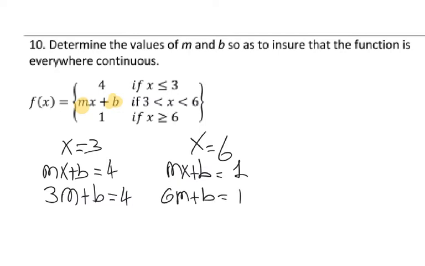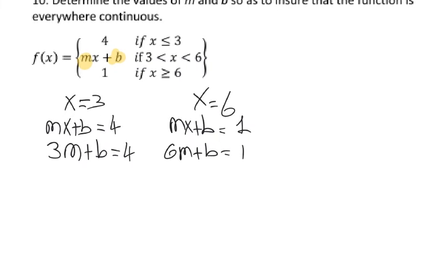Now notice that we have two equations. We have 3m plus b equal to 4 and 6m plus b equal to 1, and we need to solve for m and b. So it's a system of equations with two unknowns, and we can use elimination, substitution, whatever method you want. Let's use elimination. If I subtract one equation from the other, the b's cancel out. 3m minus 6m gives me negative 3m, b minus b is equal to 0, and 4 minus 1 is equal to 3.